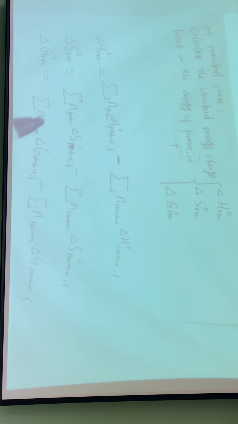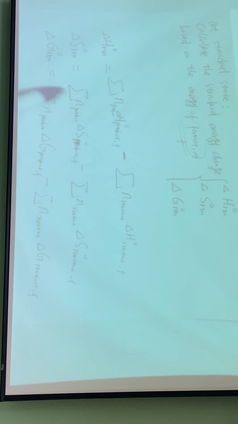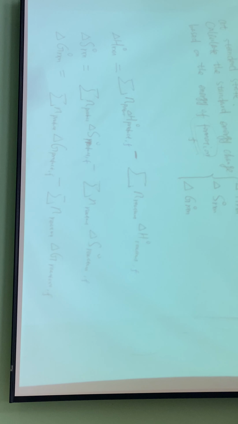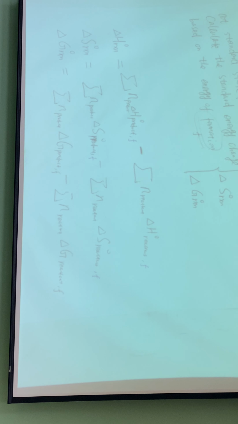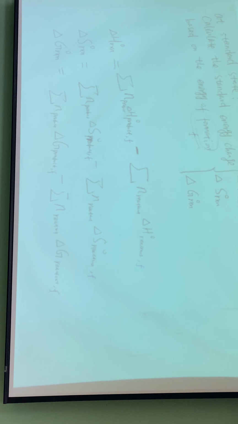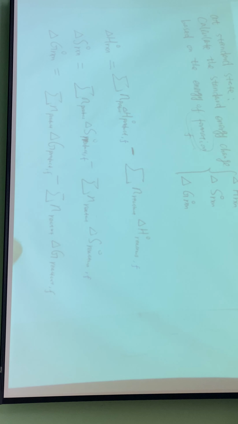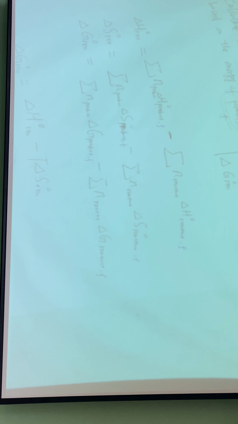Right? And if in the question you're given delta H and delta S formation, not delta G, then of course you always have delta H minus T delta S. This still works.